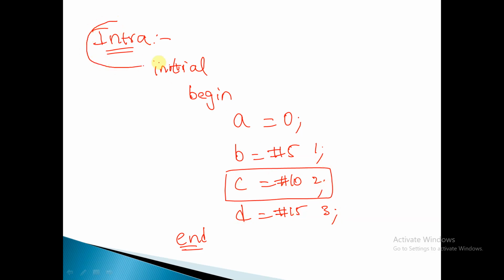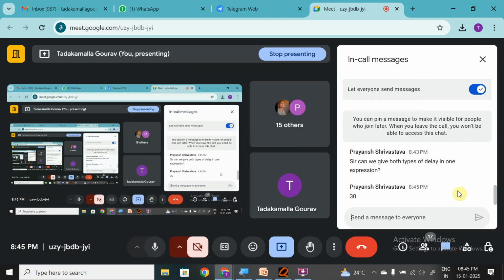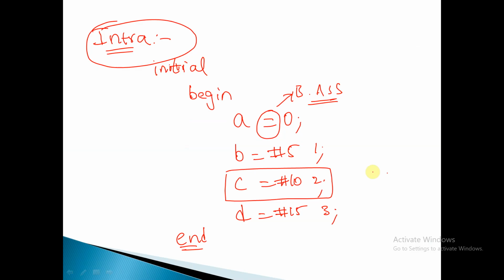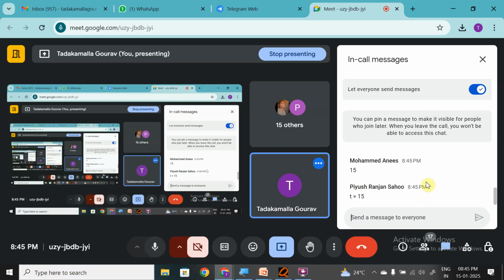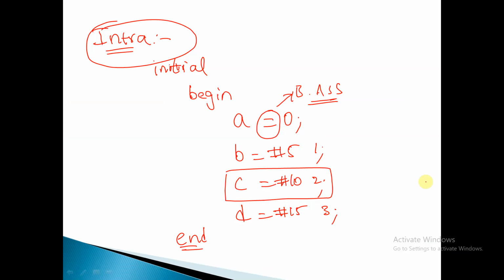I am using my intra assignment delay and I am using a blocking assignment. So now tell me, after how many time units will my C be equal to 2? I'm asking about C. 15 nanoseconds. Yes, correct. So after 15 time units, my C will be equal to 2.